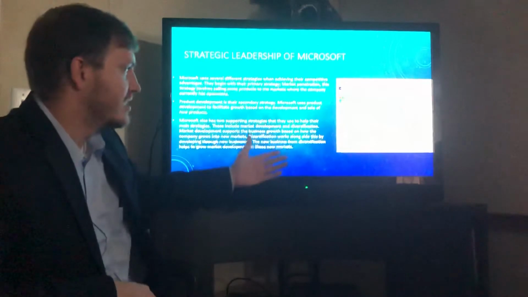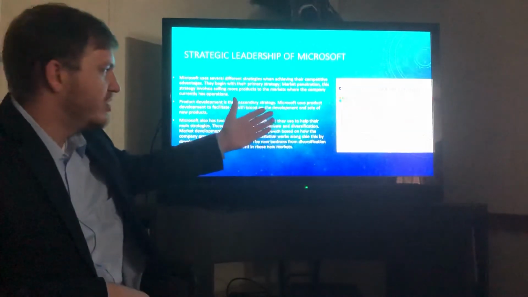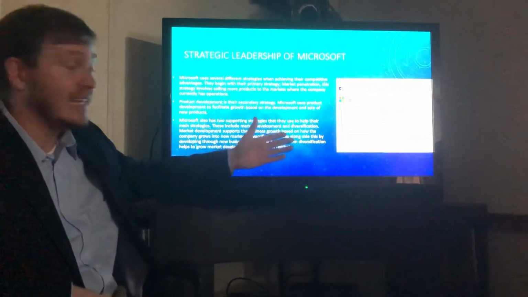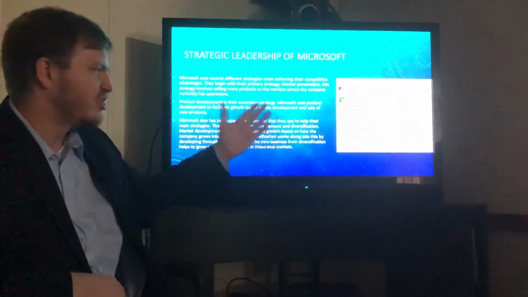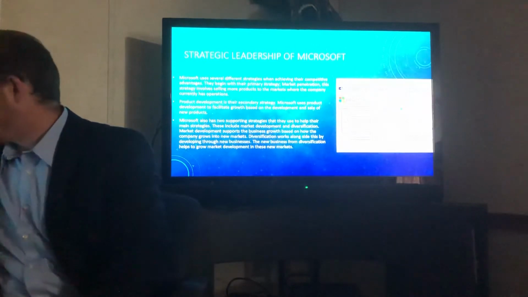And over here, you just kind of see some of the products that they do offer. You have your Windows series, you have your Microsoft Office, your Skype, LinkedIn, which is a very widely used business tool these days. You have your Windows, your Surface, Xbox, Bing, which is a search engine. Just some of the things they offer.